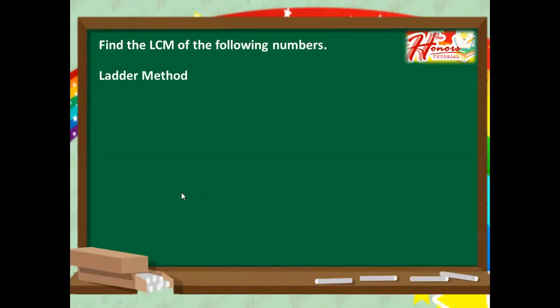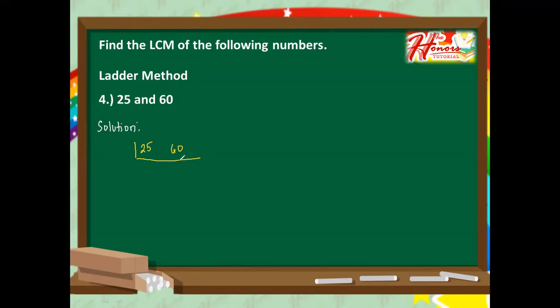Let's have the ladder method. This is also known as the continuous division method in other books. Let's have 25 and 60. So this is what you are going to do. Let's write solution first. Kindly write the given simultaneously. We have here 25 and 60. And then we will have the symbol for ladder method.